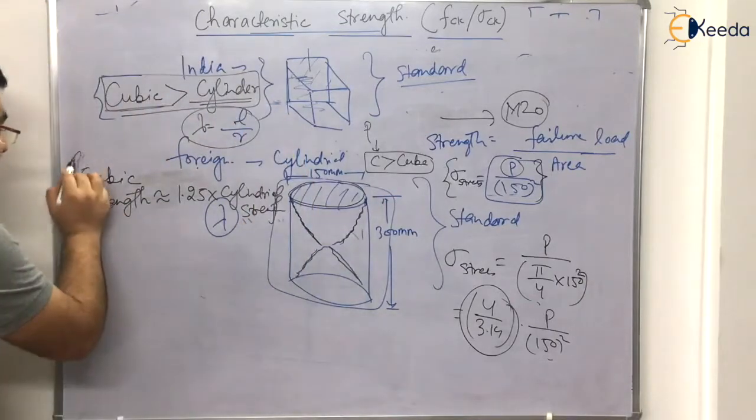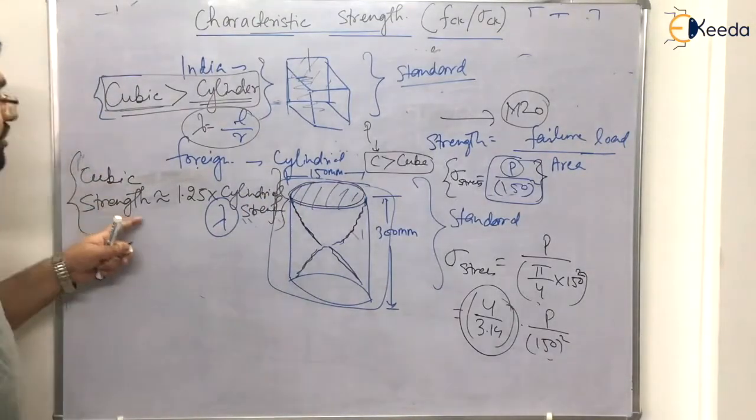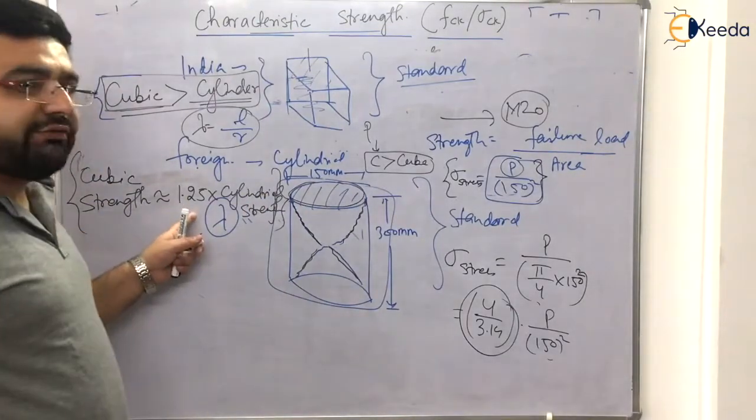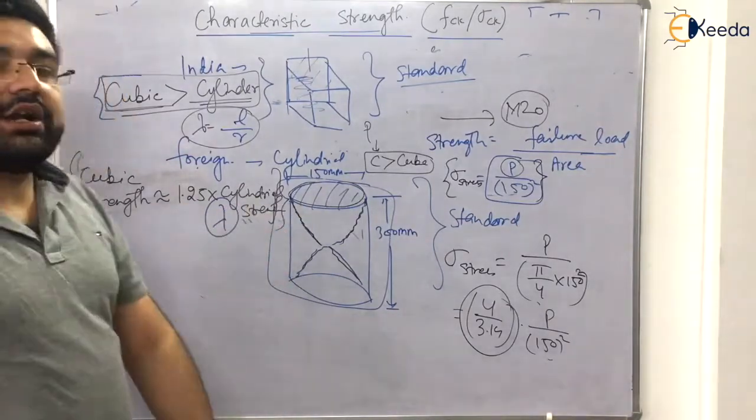This is important. This is an important formula. Just note it down. Very important. That the cubic strength is almost equal to 1.25. Some books are also saying 1.26 times the cylindrical strength.